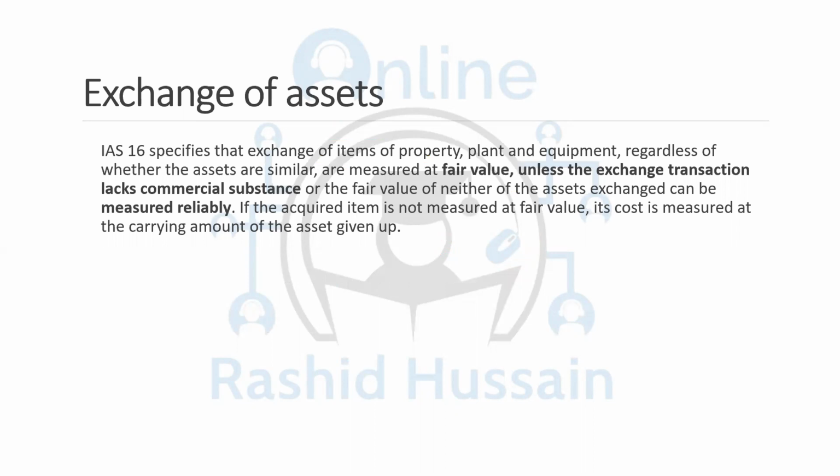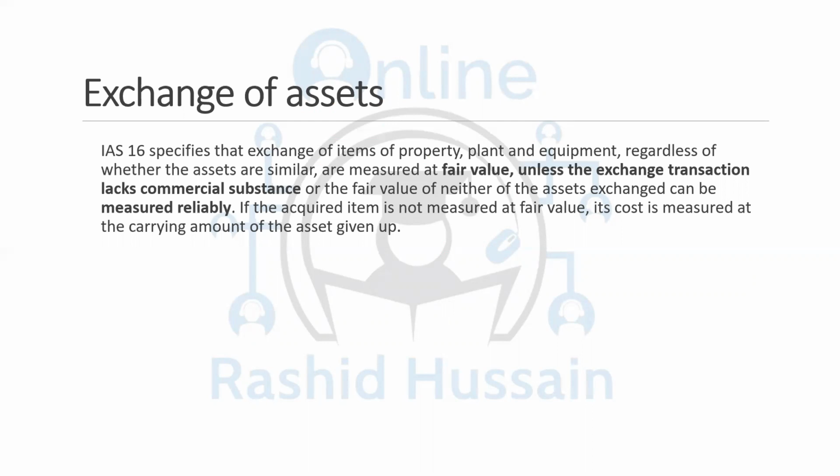Now we have the exchange of assets. Exchange of asset is known as barter. For example, you're taking one asset and giving another asset, or giving another asset and taking one asset. That is the exchange of asset known as the barter. So when you are exchanging the asset instead of buying it, for example, I'm giving one car and taking another. For example, I'm giving one machinery and taking another. How should this transaction be recorded?